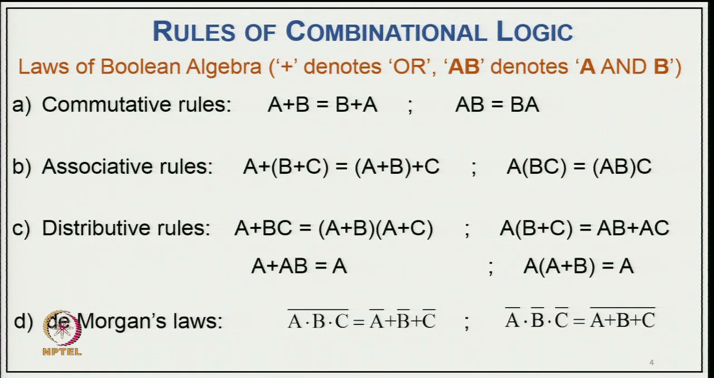Then we have of course the interesting De Morgan theorem, which is a very important theorem and law here. That is A dot B dot C whole bar equals A bar plus B bar plus C bar, and similarly A bar dot B bar dot C bar equals A plus B plus C whole bar. So, these we call the 2 De Morgan laws or De Morgan theorems.